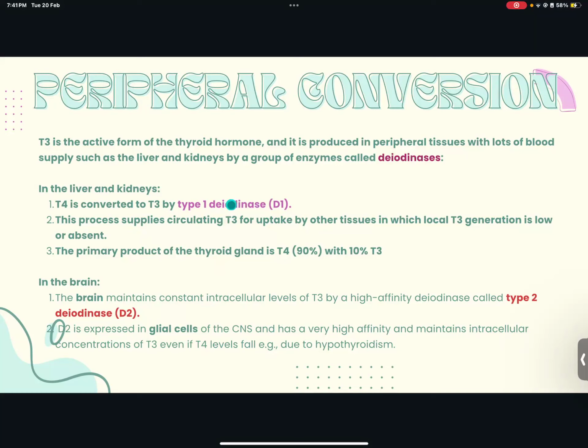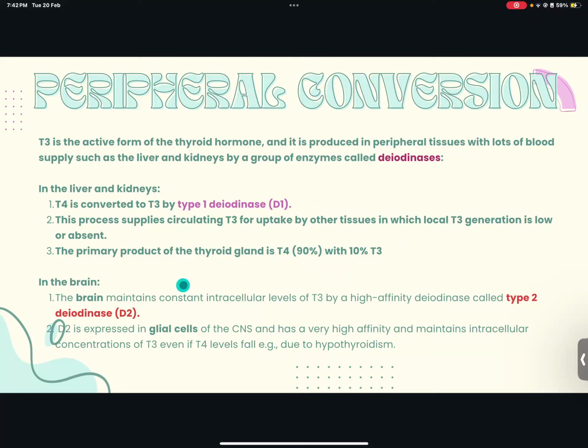And in organs that receive lots of blood supply, like the liver and the kidneys, you're going to have type 1 deiodinase. And this process will allow you to increase levels of T3 in the blood and to supply circulating T3 for uptake by other tissues which don't have local T3 deiodinase enzymes to generate T3 in their own tissues. So basically what happens in the liver and the kidneys is that it circulates T3 for other tissues. Now, the primary product of the thyroid gland is T4, which we said was 90%, and only 10% was T3.